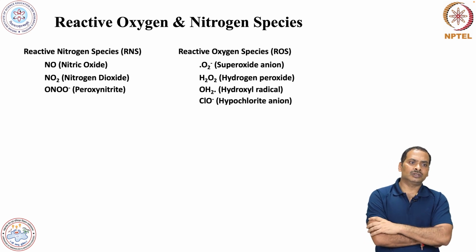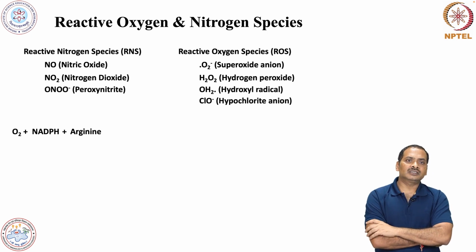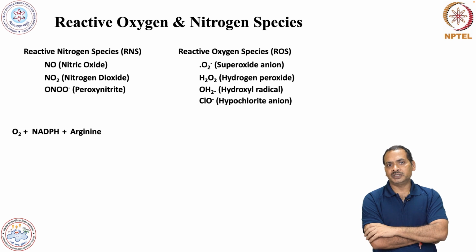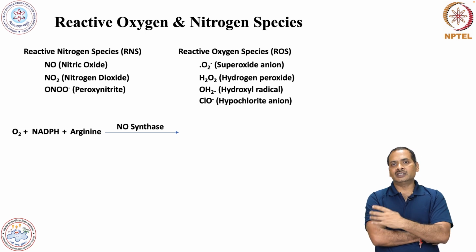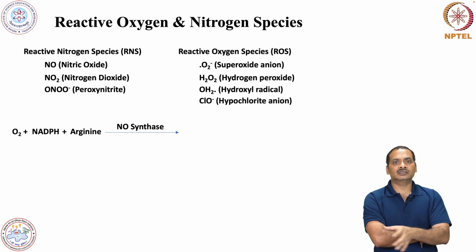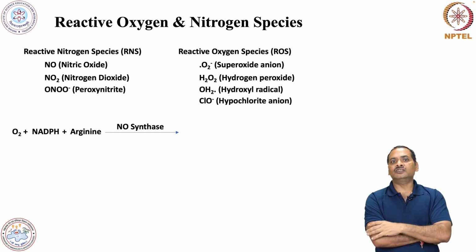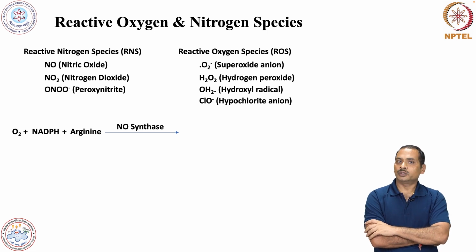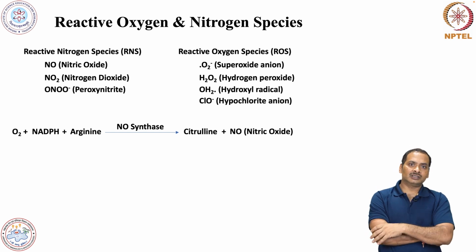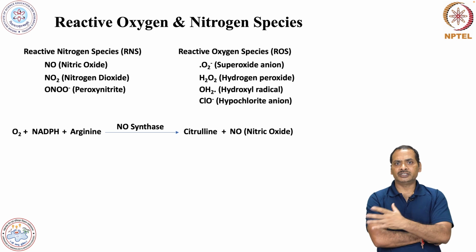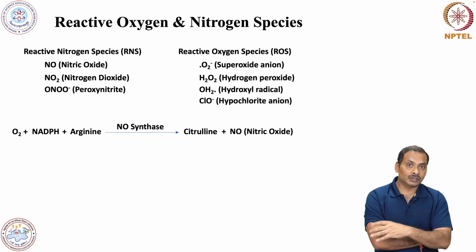So first I will talk about nitric oxide. Basically nitric oxide is synthesized in the presence of oxygen and NADPH using one amino acid known as arginine. And the enzyme which acts on these reactants is nitric oxide synthase. So by the action of nitric oxide synthase, there will be formation of nitric oxide and citrulline. Citrulline is another product, a derivative of an amino acid. And this nitric oxide plays a very important role in defense.